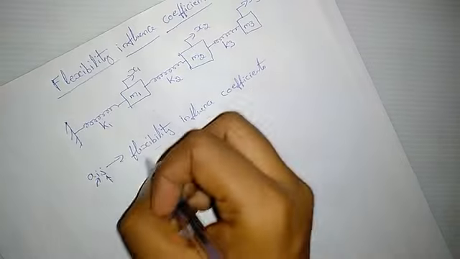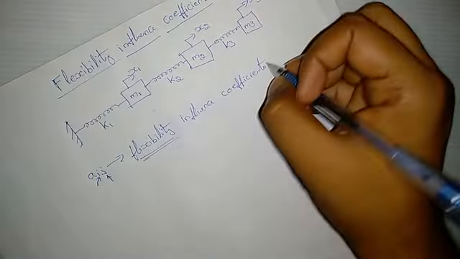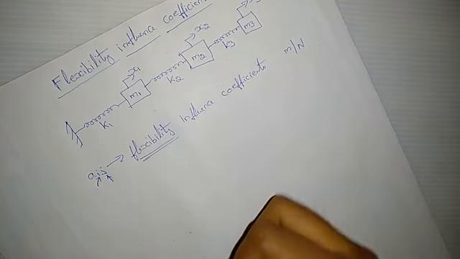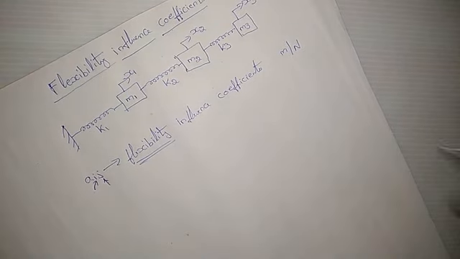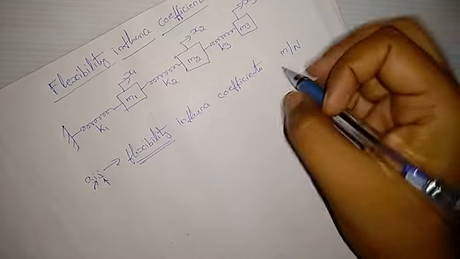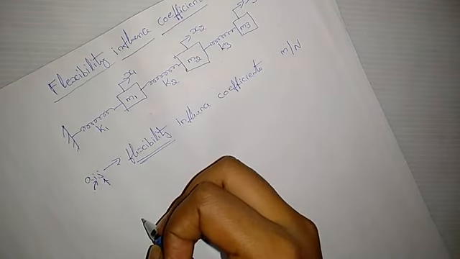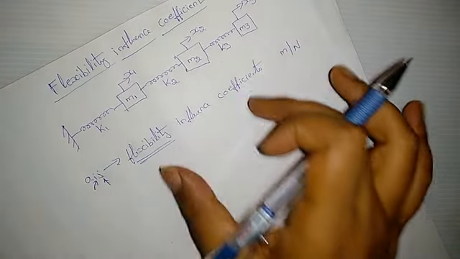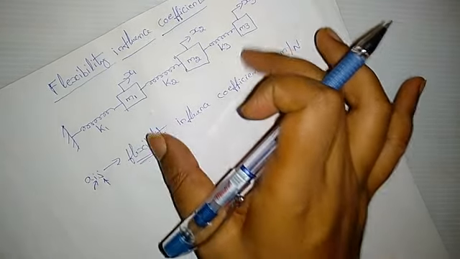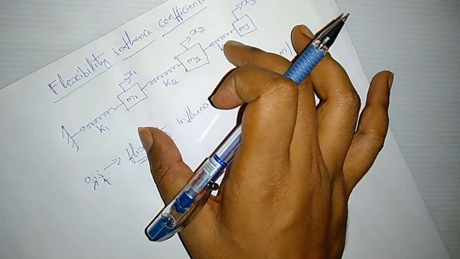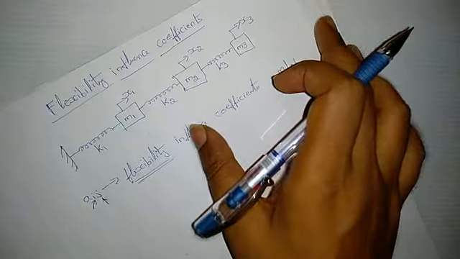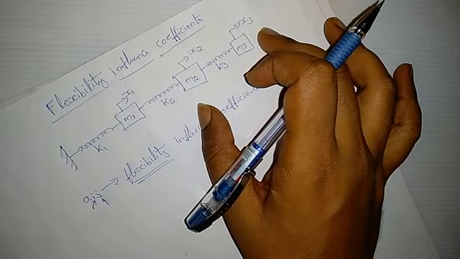So why is this called flexibility? Because its unit is meter per Newton. Stiffness is Newton per meter and flexibility is the reverse of that, so it is meter per Newton. Here we'll use this concept of flexibility influence coefficients to determine the natural frequency of a multi-degree of freedom system. This is a multi-degree of freedom system where x1, x2 and x3 are the displacements.